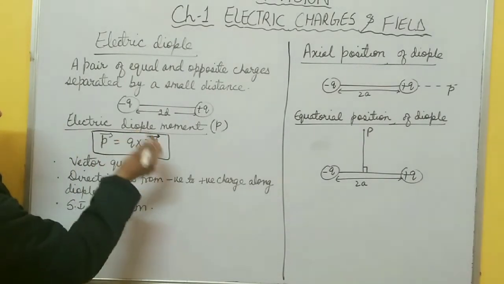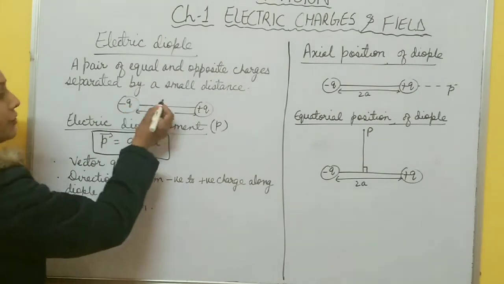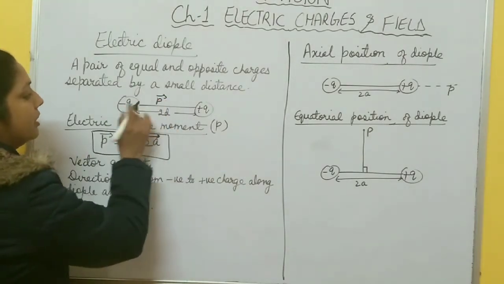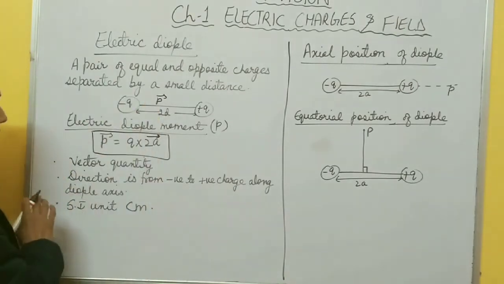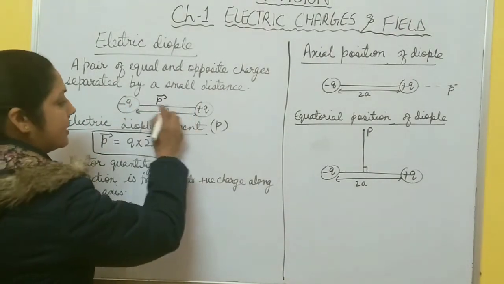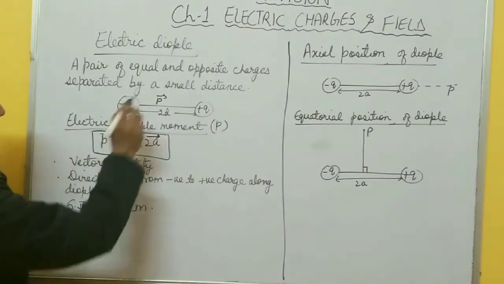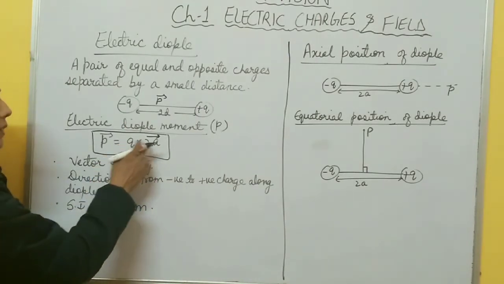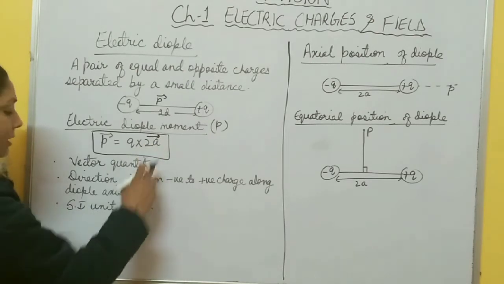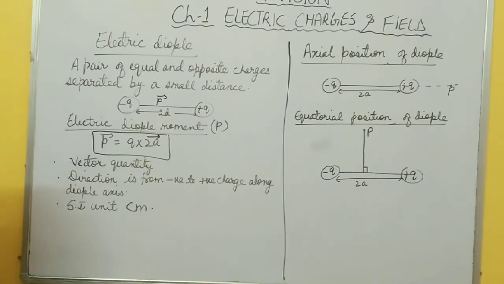And its direction is always from the negative charge to the positive charge, from minus q to plus q. The direction of the dipole moment is this one, along the dipole axis. This one is the dipole axis, right? And its SI unit: for charge it is coulomb and for a it is meter, so its SI unit is coulomb meter.